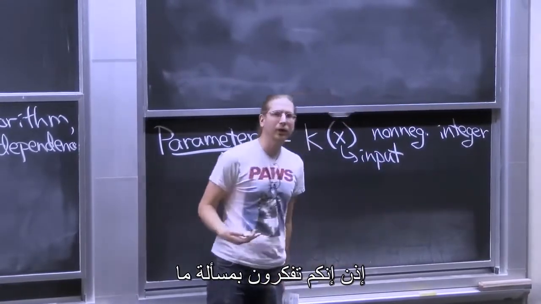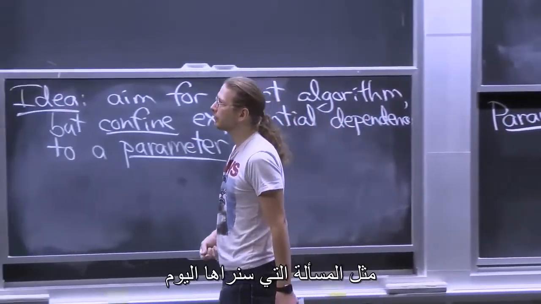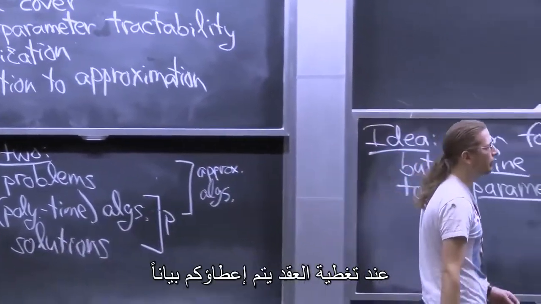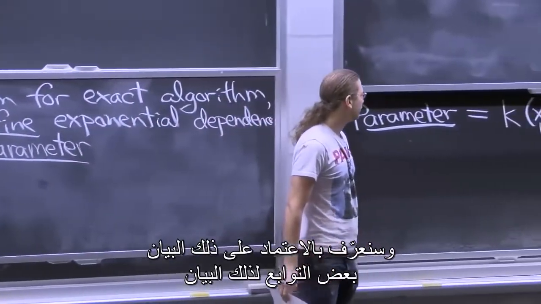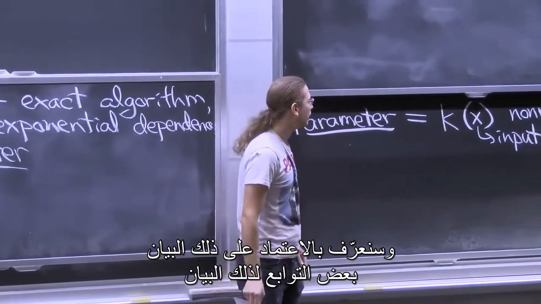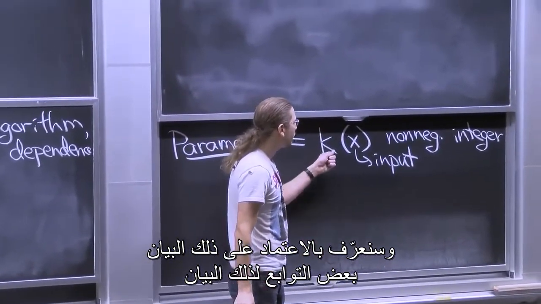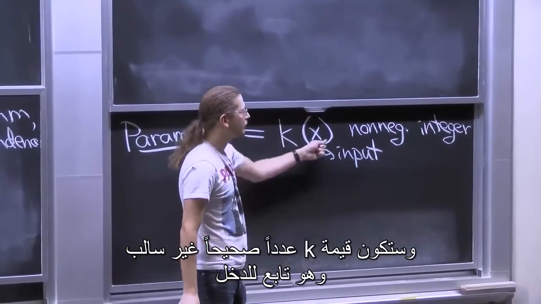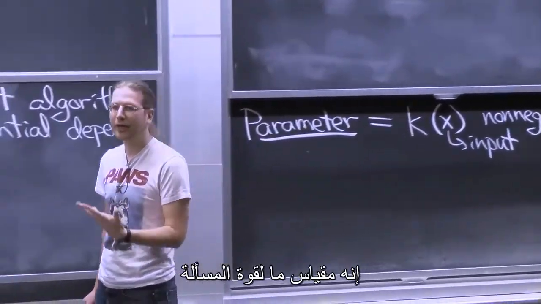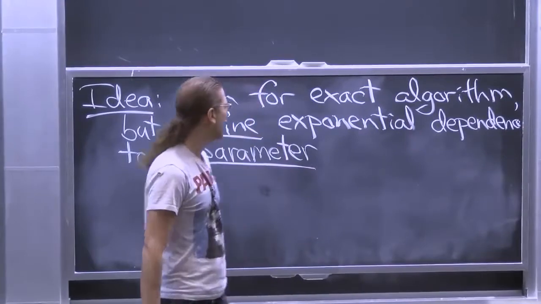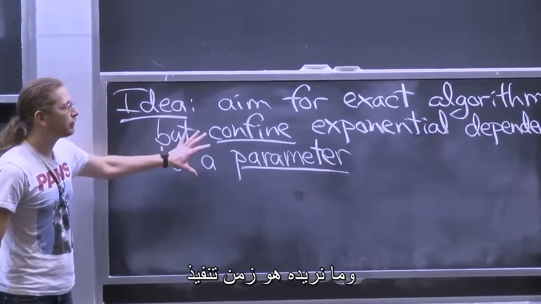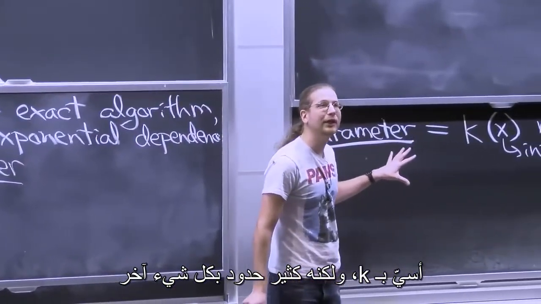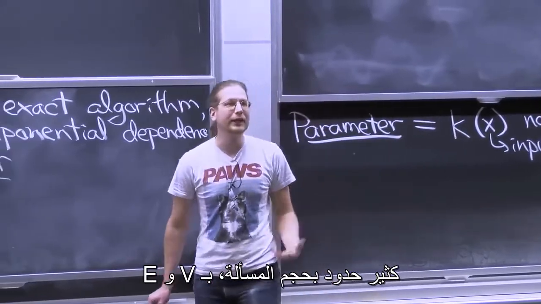So you're thinking about some problem. A problem we'll be looking at today is vertex cover, which we saw in last lecture. In vertex cover, you're given a graph. And based on that graph, we're going to define some function of that graph. So this is the input to the problem. And k is just going to be some non-negative integer, which is a function of that input. It's just some measure of how tough your problem is. And what we would like is a running time that is exponential in k but polynomial in everything else. Polynomial in the size of the problem, in V and E.